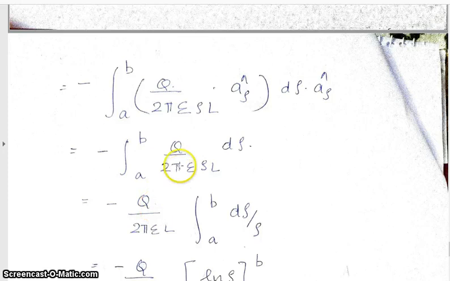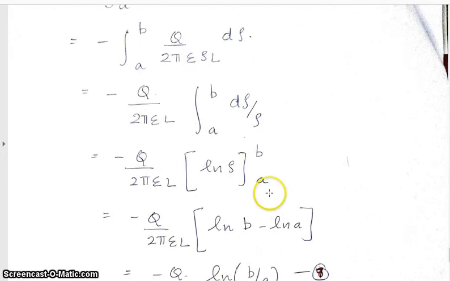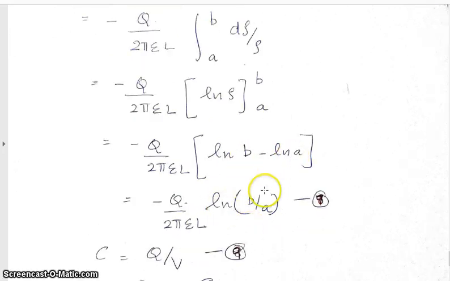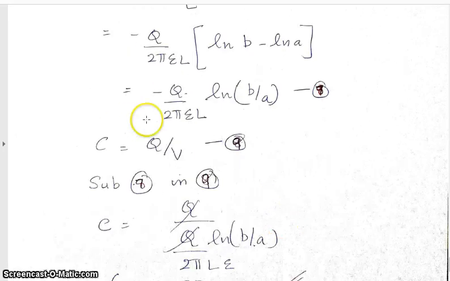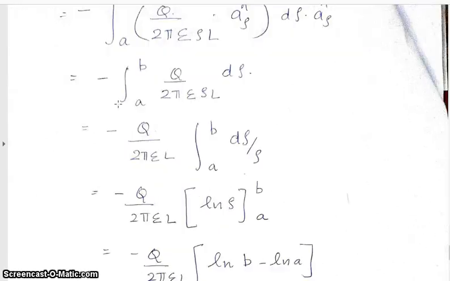So I am taking 2 pi epsilon L outside. So integral a to b of d rho by rho. You know the integral of 1 by rho is log of rho. So minus Q by 2 pi epsilon L log of rho, limit a to b. Then you can substitute the limits: log b minus log a. Log b minus log a, you can write as log b by a. So this is your V.